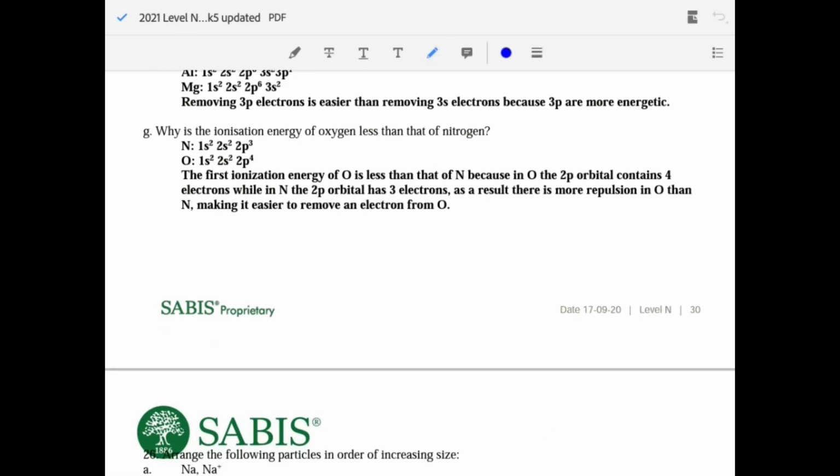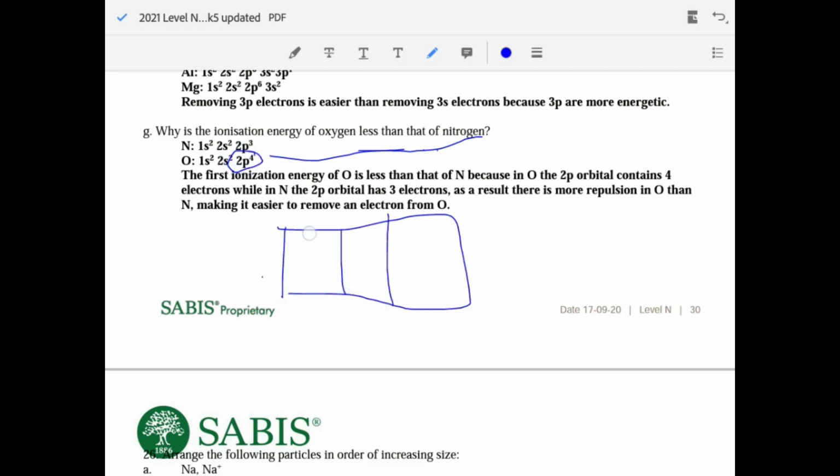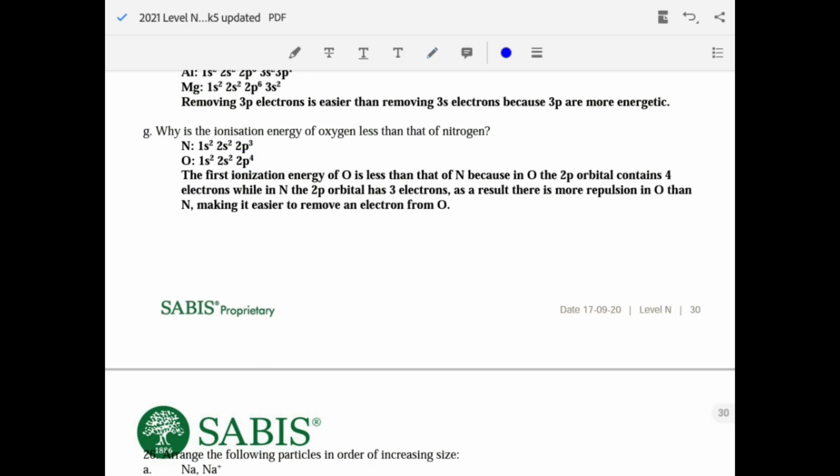Now, why is the ionization energy of oxygen less than that of nitrogen? It's because oxygen contains 2p4. So you have this. This is for nitrogen. But for oxygen, you have the electron with the other spin. So since it's the same p orbital, it's actually very stable if it's half filled. So it takes less energy to remove this p.